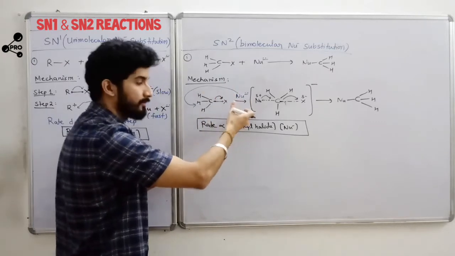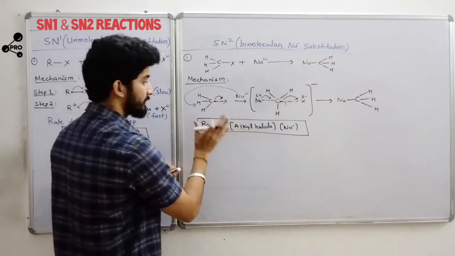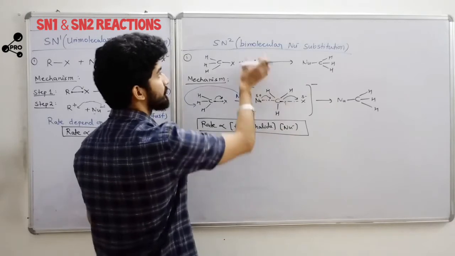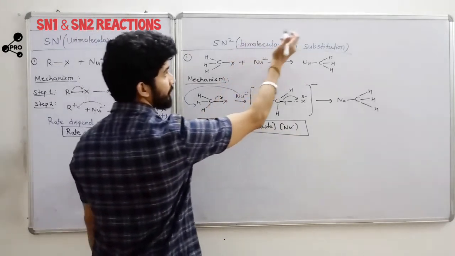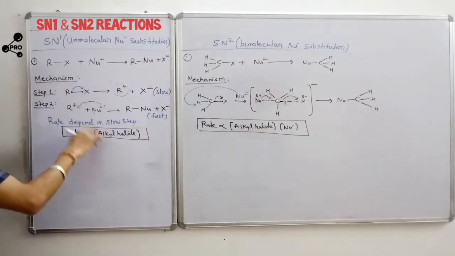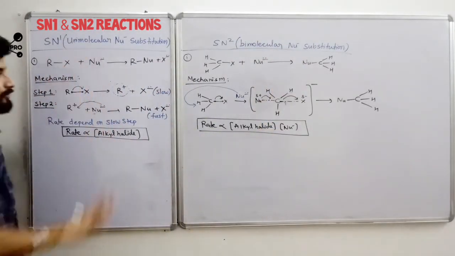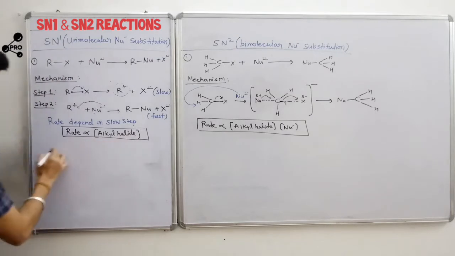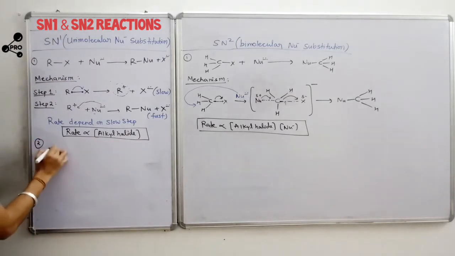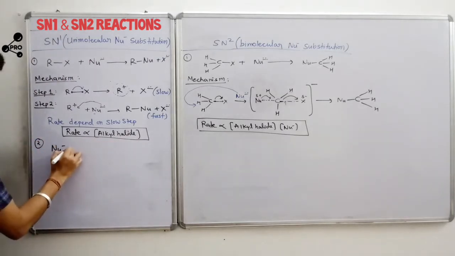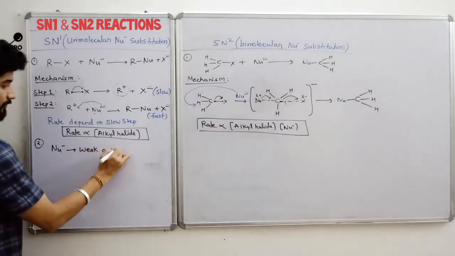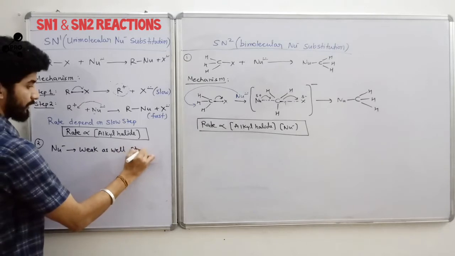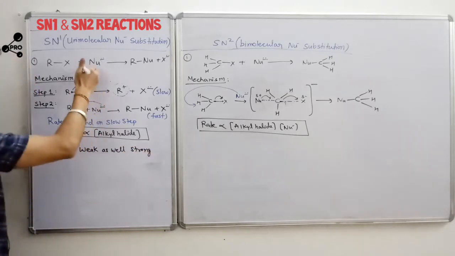The nucleophile should be strong. That's why in this case the rate depends on only two molecules, which is why it is called bimolecular, and hence we call it bimolecular nucleophilic substitution. But in SN1 the rate depends on only one molecule, that's why it is called unimolecular. In this case you can take a weak nucleophile as well as a strong nucleophile.